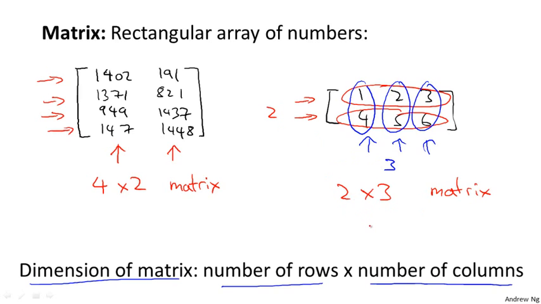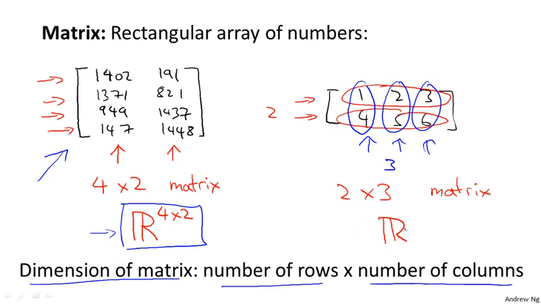And sometimes you also see this written out, in the case of the left, as R^(4 by 2). Or concretely, what people will sometimes say is that this matrix is an element of the set R^(4 by 2). So this just means the set of all matrices that are of dimension 4 by 2. And this thing on the right is sometimes written as R^(2 by 3). So if you ever see something like R^(4 by 2) or R^(2 by 3), people are just referring to matrices of a specific dimension.